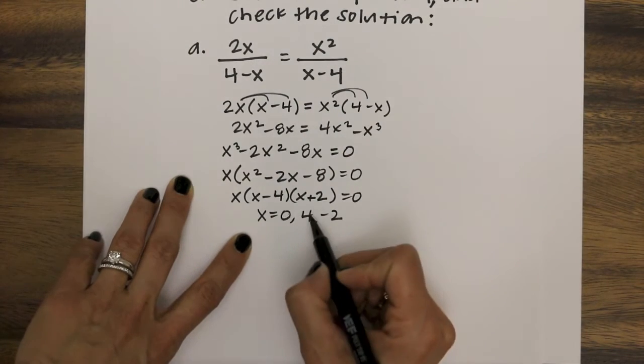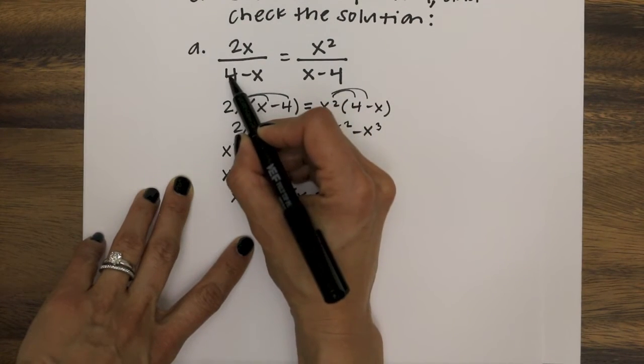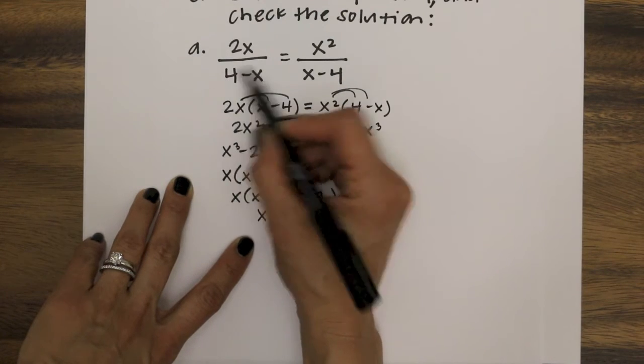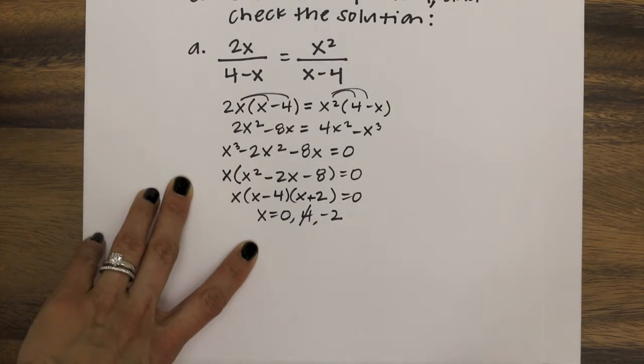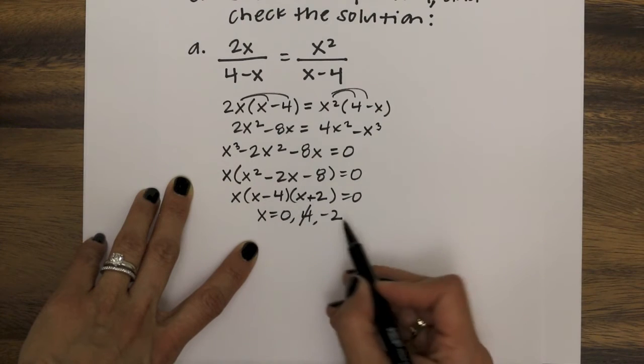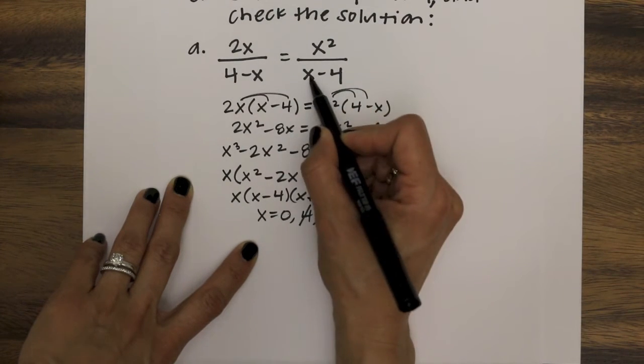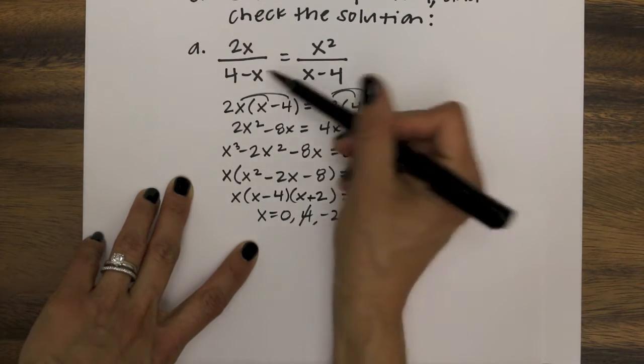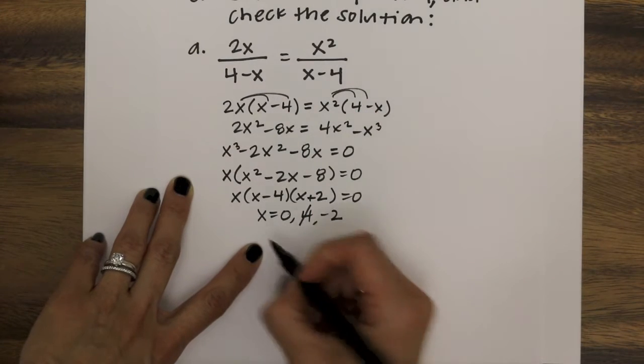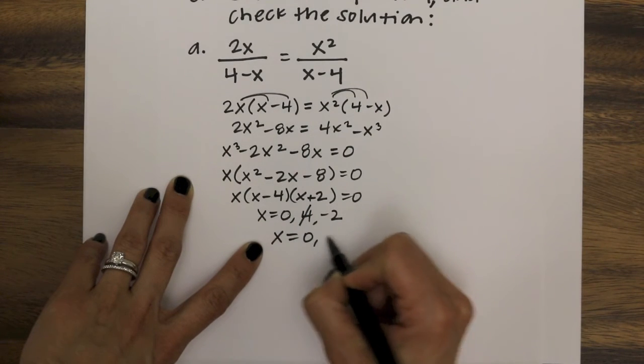So 0 works. When we plug in 4, though, you're going to get 4 minus 4, which makes 0, and you can't have that, so this can't be one of the solutions. And then finally, when you plug in negative 2 for x here and here, we're fine because it's not making the whole denominator equal to 0. So our final answers are going to be 0 and negative 2.